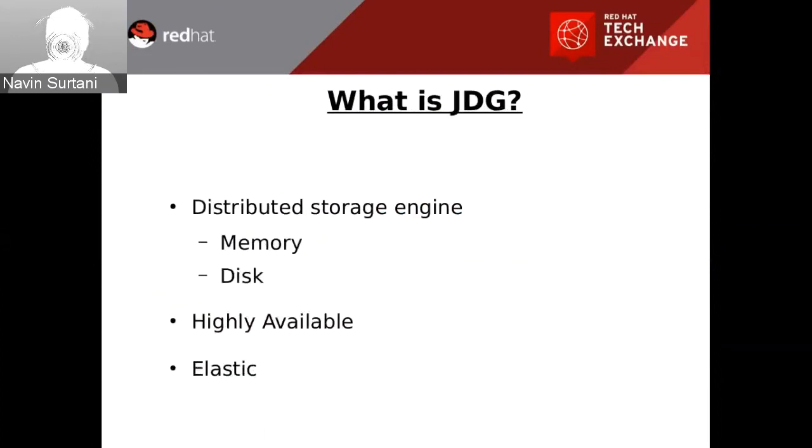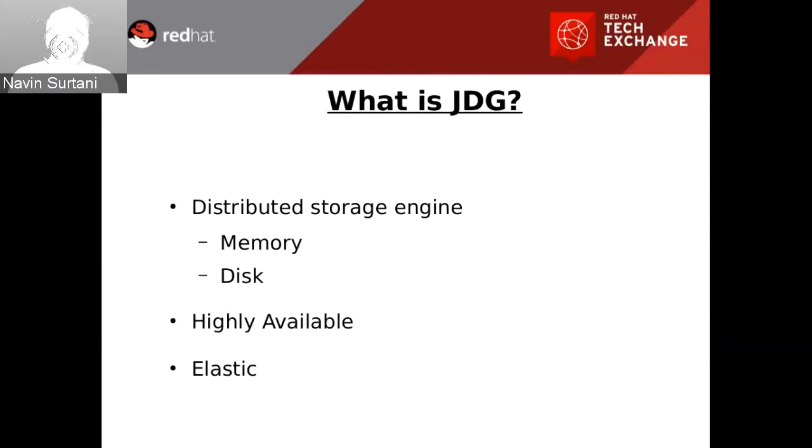So what is JBoss Data Grid? It's a distributed storage engine, so you can use it as a distributed cache on top of your database to give you performance there. It can also work as a primary source of storage in memory, so you can store your data in memory or on disk depending on what your problem is.